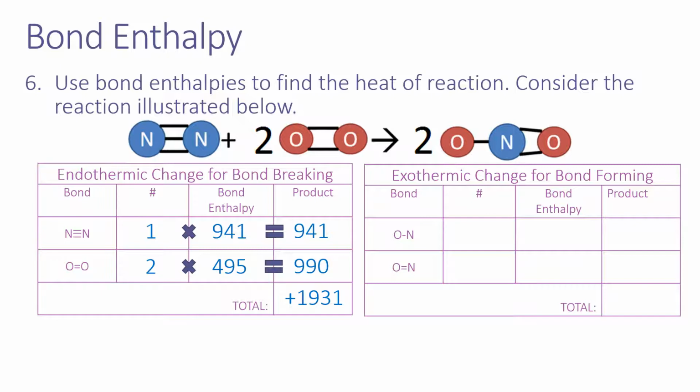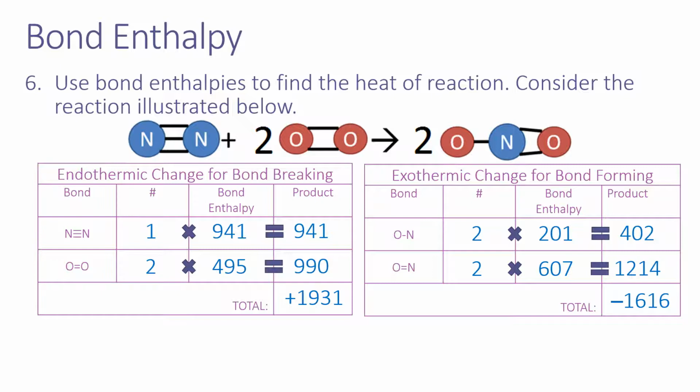On the other side of the arrow, we've got our products. So I've got a nitrogen to oxygen single bond. There's 2 of those, so I have to double the bond enthalpy. For the nitrogen to oxygen double bond, again, there's 2 of those, so I have to double the bond enthalpy. And when I add these numbers together, this is bond forming, and this is exothermic. So I'm going to put a negative sign in front of that.